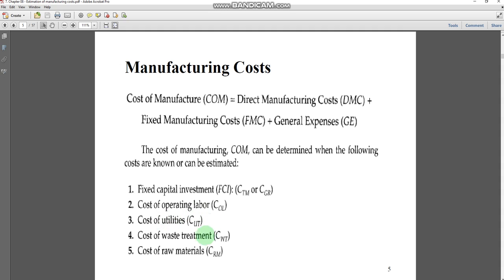Then we have to see the cost of utilities. Then we have to see the cost for the waste treatment. Then we need to see what is the cost for the raw material, and then we can actually add up all of these things together to estimate the value for the cost of manufacturing.